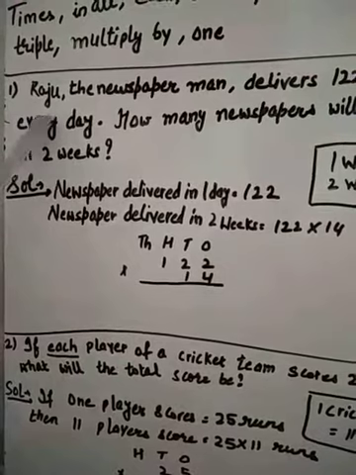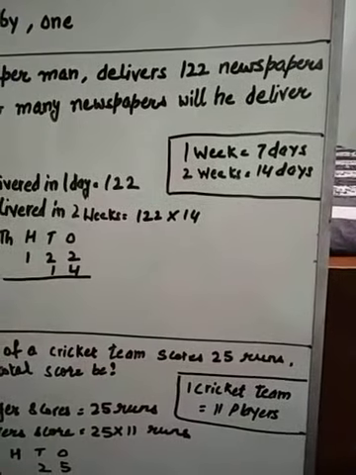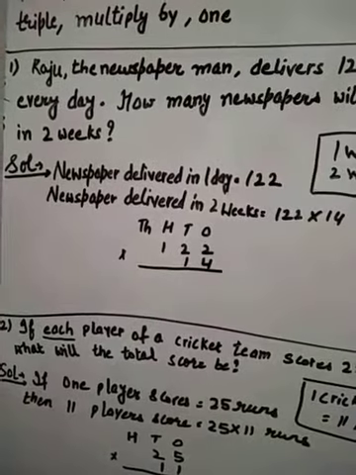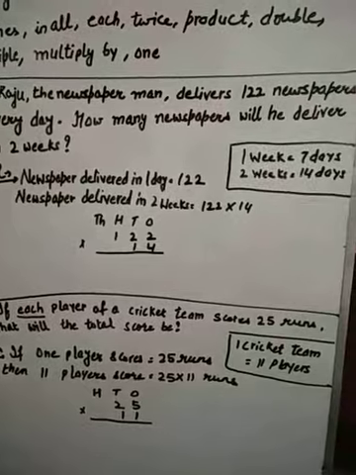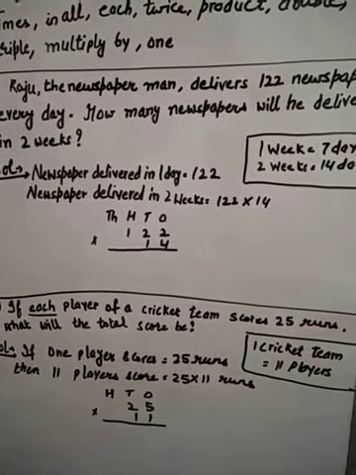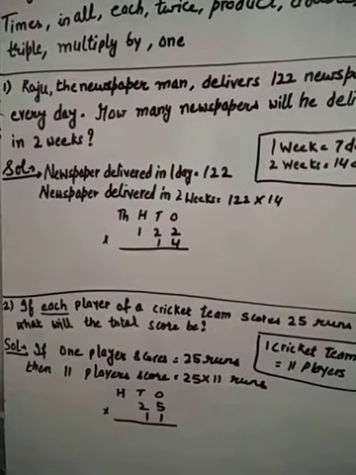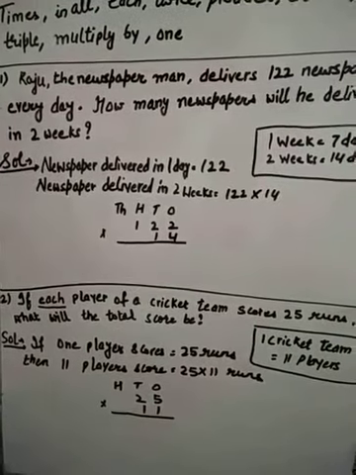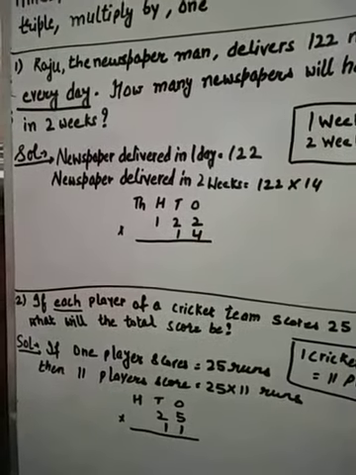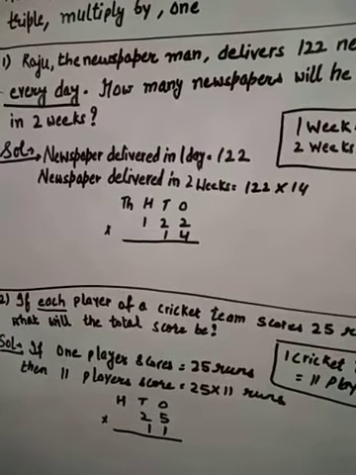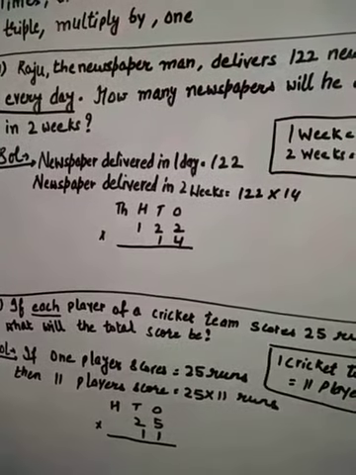First question is, Raju, the newspaper man, delivers 122 newspapers every day. How many newspapers will he deliver in 2 weeks? Now I will underline the main word, that by reading that word, how can we come to know that we have to multiply here? Every day. Every day means on one day, on each day. So every day indicates each and one.